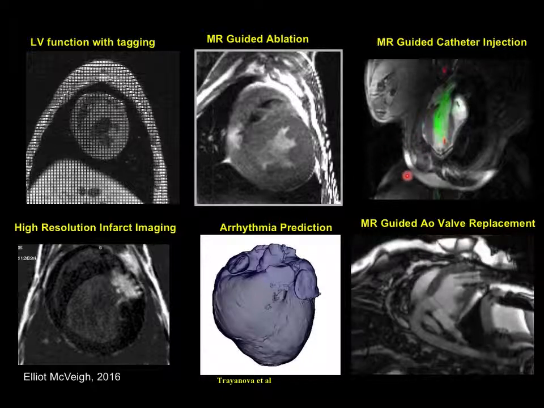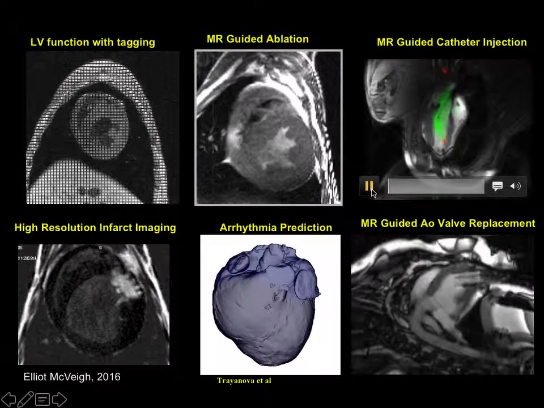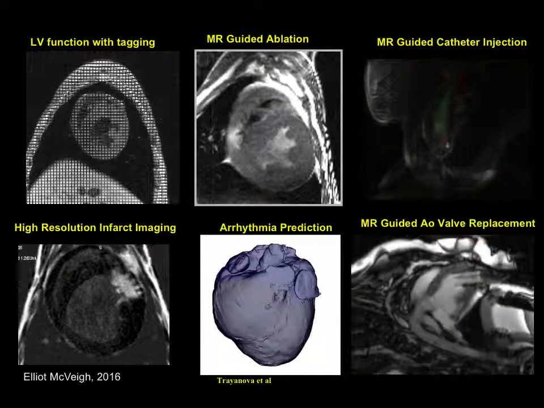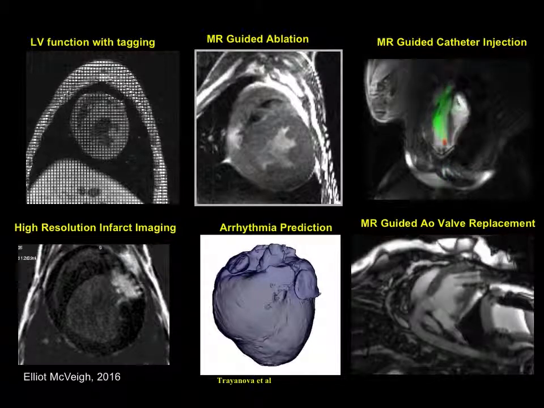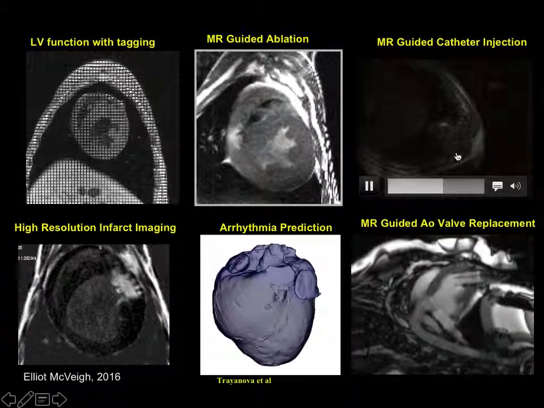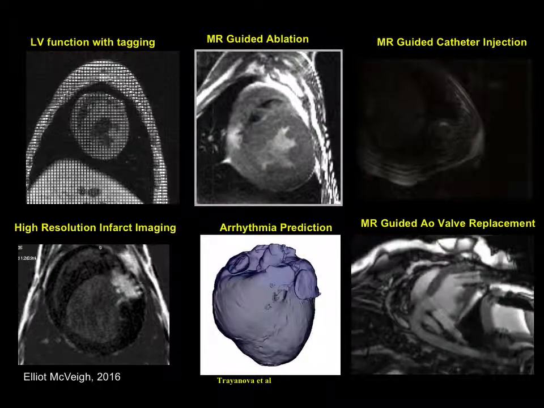So I think this movie probably works here. That last movie I don't think worked. Yeah. So the operator is just looking at a screen and manipulating the catheter, right, and watching these MR images come up in real time, and then engaging. There they've put a little dab of gadolinium in the tissue, and then they know they have good contact, and then they're going to inject the stem cells next, right? So it's pretty cool, and you can in real time manipulate the scan plane and look at different angles, etc.